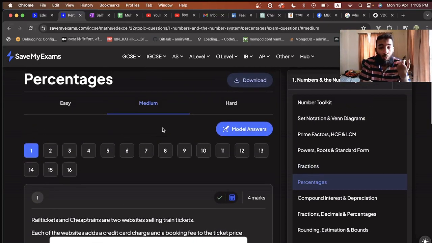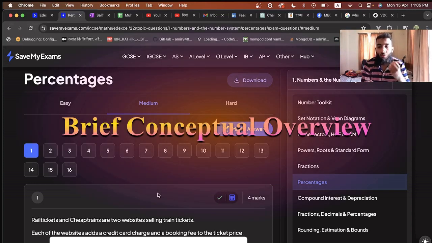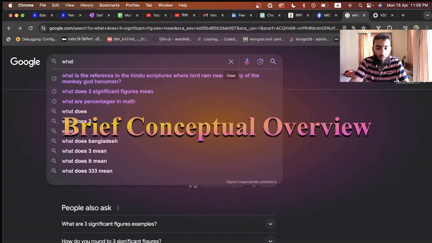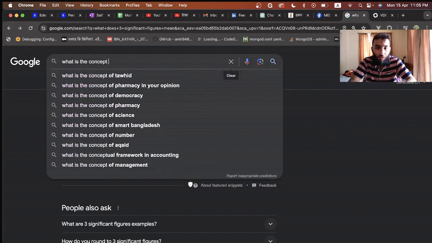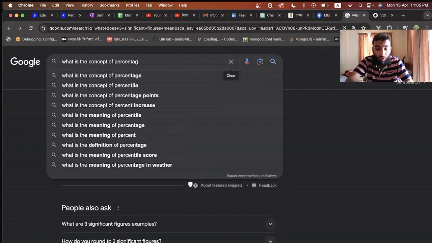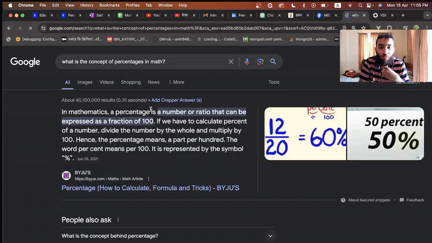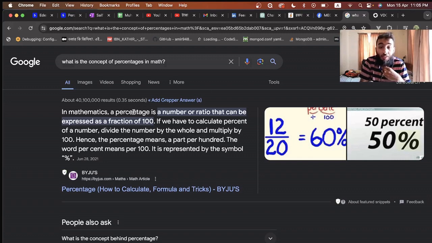Before going into the problem solving, I'll give a brief overview of the concept of percentages. So what is a percentage? If I go to Google and ask, what is the concept of percentages in math, it gives a brief overview in the headline. It says, in mathematics, a percentage is a number or ratio that can be expressed as a fraction of 100.